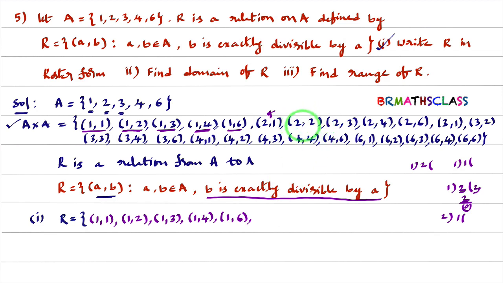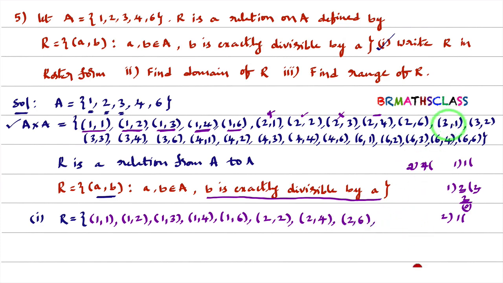Now you check this ordered pair 2, 2. That means here B is exactly divisible by A. 2 is exactly divisible by 2. Yes, that's why the ordered pair 2 comma 2 comes to this relation. Is 3 exactly divisible by 2? No. That's why we won't take this. Is 4 exactly divisible by 2? Yes, 2 times, remainder 0. So the ordered pair 2 comma 4 comes to this relation. Now you see the ordered pair 2 comma 6. Is 6 exactly divisible by 2? Yes, we know all these things.